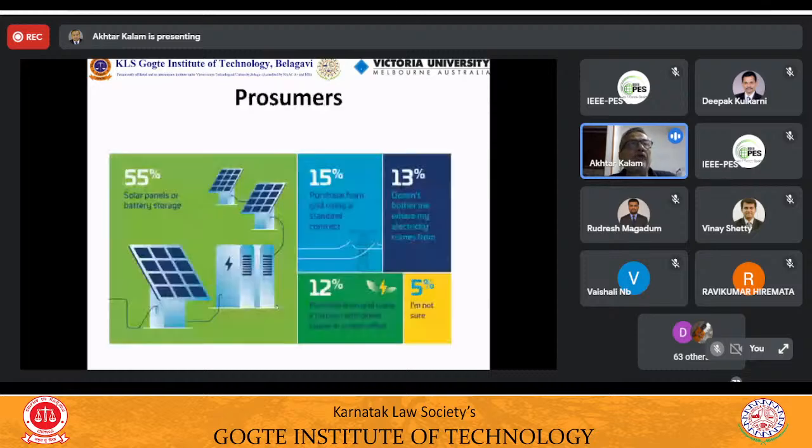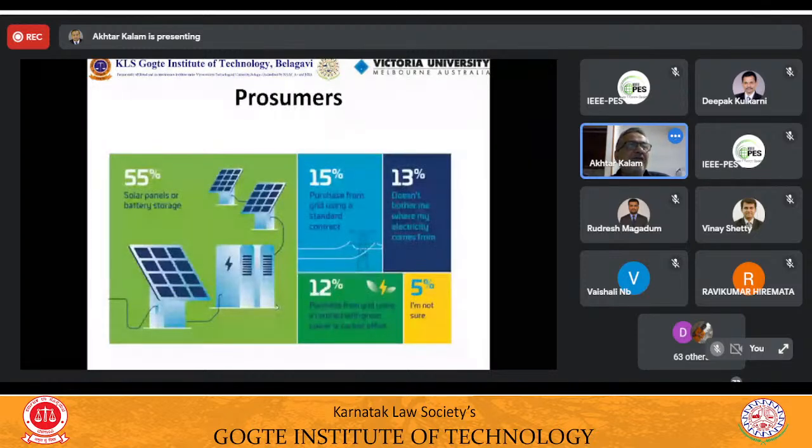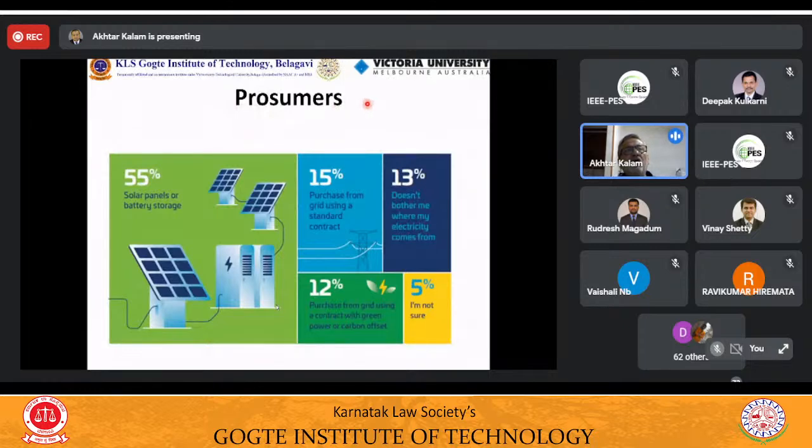Now I'm going to introduce a term called prosumers. This is a very interesting term that I've coined. Prosumers means you are a producer and a consumer: the first 3 letters of producer, the first 3 letters of consumer. So that's a new word called prosumer. You're no longer a consumer, you are a prosumer.